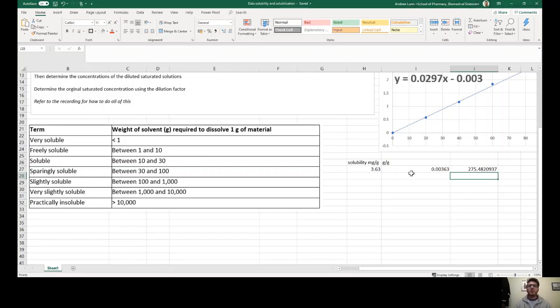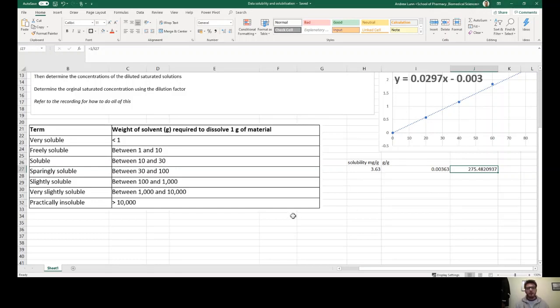And that tells you how many grams you can get into 1 milliliter of solvent. And we want to know how many milliliters you need for 1 gram of solid. So we do 1 gram of solid divided by however much goes into 1 milliliter, and that will tell you how many grams or milliliters of water you need to dissolve it in. And in this case, it's 275.5, which is between 100 and 1,000. So we can say that aspirin is slightly soluble in water based on this data. So not very soluble at all.